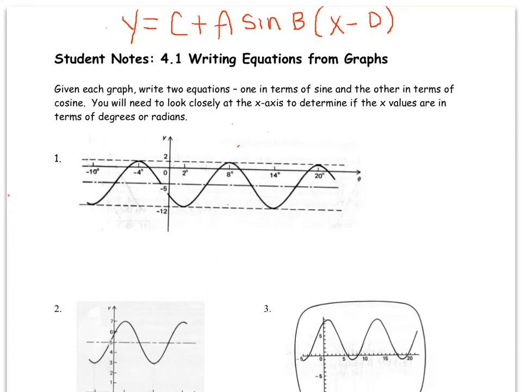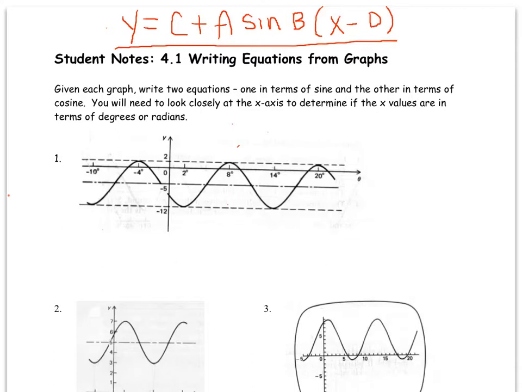Okay, 4.1 writing equations from graphs. Up here at the top, I've written the equation that we use to actually write the graph. We're going to use the same equations to take a graph and then write the equation. And it does say in the directions here we're going to do both a sine and a cosine.